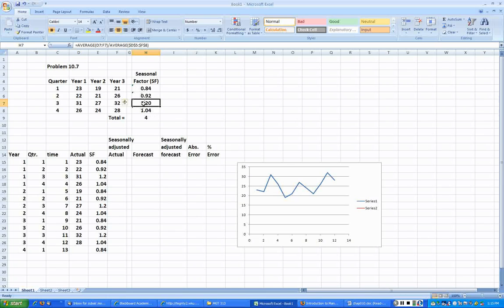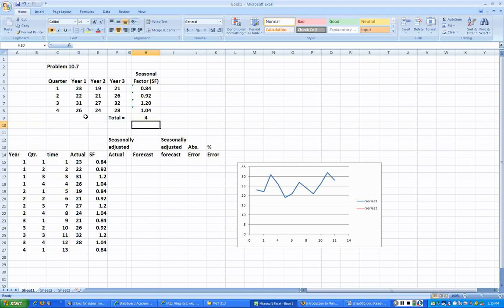So there are 4 seasons. When you add the seasonal factors, they should sum up to 4, because we have 4 seasons. Okay, if it is weekly data, then it should sum up based on the number of days that we have in the week, either 5 working days, then it should sum up to 5. Okay, that's what we have there.